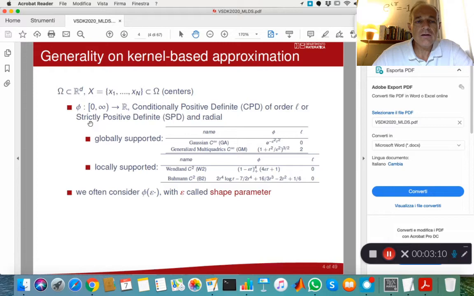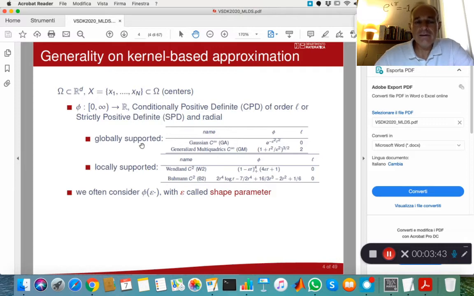So usually, when we talk about kernel-based approximation, we start from a function, let's say small phi, which is defined from 0 to infinity with values in R. And this function can be conditionally positive definite of some order that we call L, for instance, or can be strictly positive definite. We also require a further property, that the function should be radial.